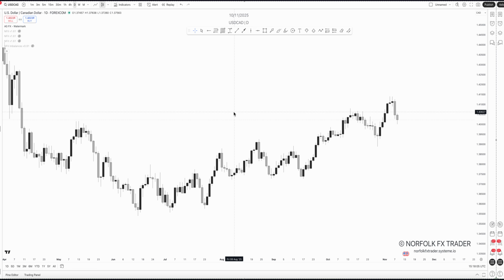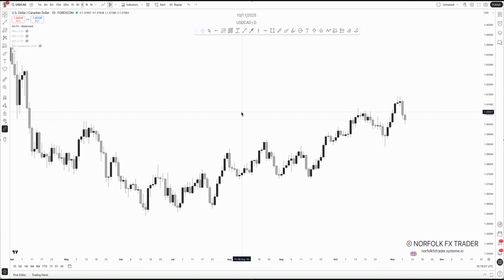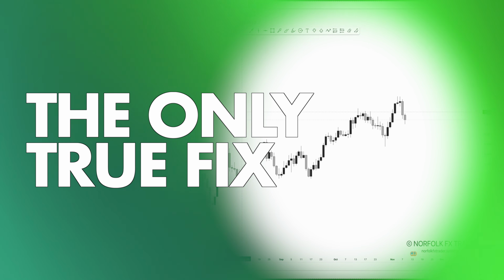You've tried every indicator and you're still getting trapped by liquidity. The key is seeing market structure instantly using the only true fix. Let me prove it now.